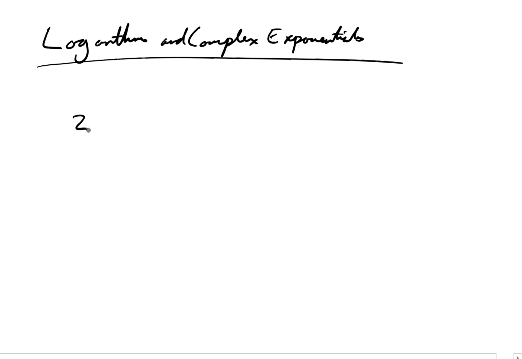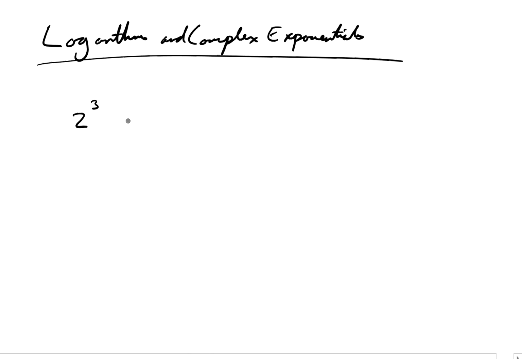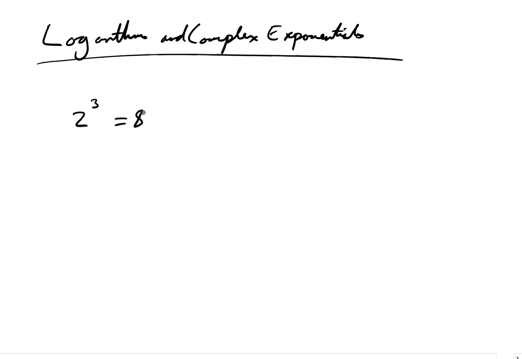So let's say we have 2, okay, and we raise it to the power of 3. Well, the 3 tells us how many 2's we just multiplied together, fairly obviously. This is going to be equal to 8, so it's 2 times 2 times 2. Okay, you're with me so far? Well, what have we got?